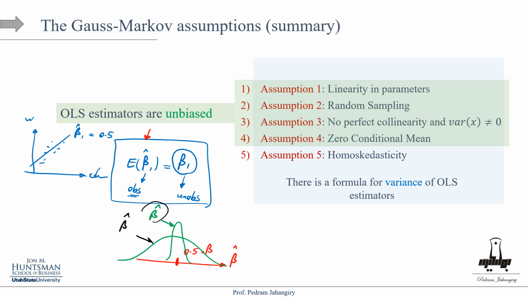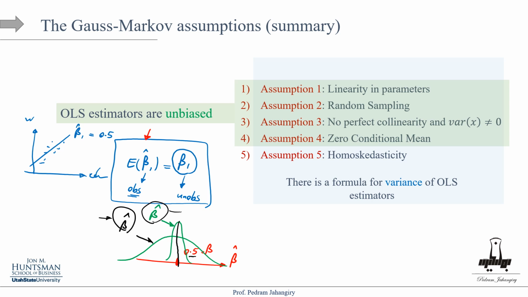Hopefully you're telling me this, right? Because both of them on average are hitting at a target of 0.5, but one of them is hitting at a target with a very large variance, this one. The other one is hitting at a target with a small variance. So this one means that from sample to sample, this beta hat is changing a lot, right? So for example, one time it's 0.1, the other time it's 0.9, the other time it's 1.5, and so on. And then the variance is large.